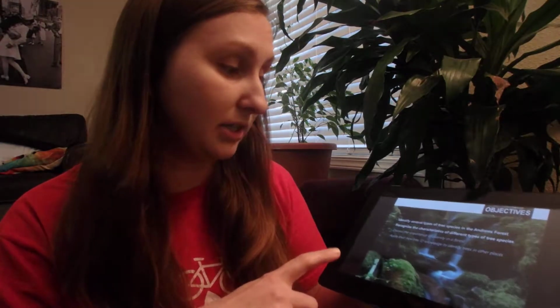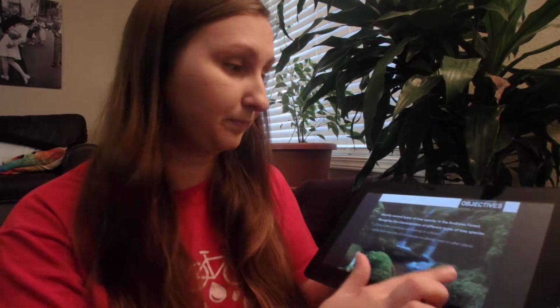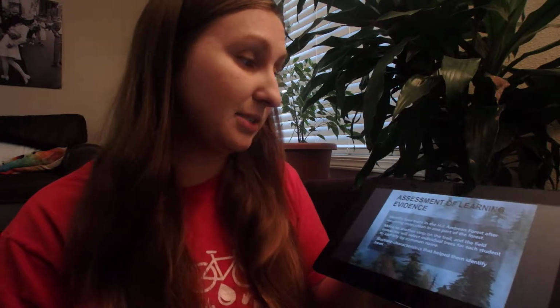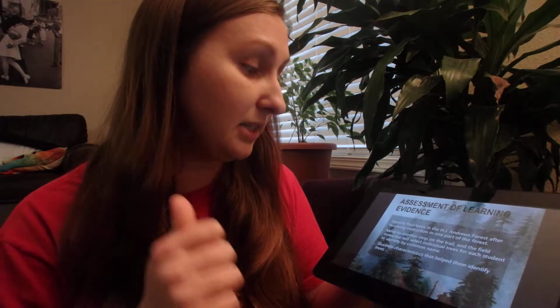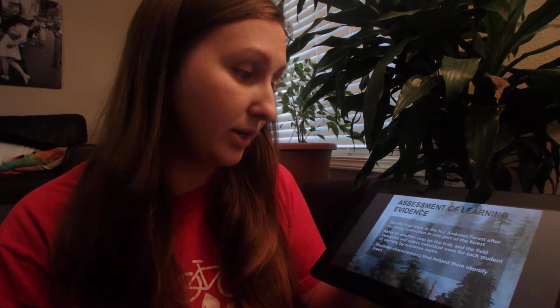The other 2 objectives under that are connected to another activity. So the assessment of learning evidence for those 2 objectives would be to identify 4 trees in the forest, and this would be after they receive some instruction both from the field guide and through the iPad.